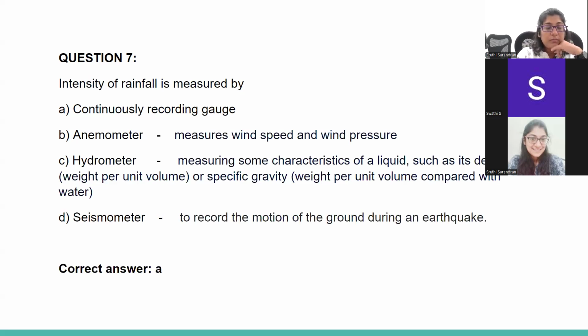Okay. Like how we have discussed, intensity of rainfall is measured using rain gauges, two types, recording and non-recording. Recording rain gauges are all continuously recording the rainfall, so it can also be called a continuously recording gauge. Apart from that, an anemometer measures speed of wind and pressure of wind. A hydrometer is used for measuring the characteristics of liquid. A seismometer is used for measuring the movement of the earth or the motion of the ground during an earthquake. So the correct answer for this question will be option A.